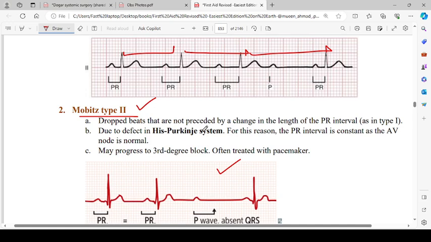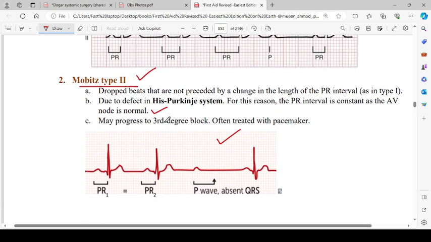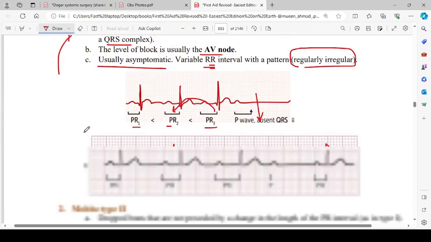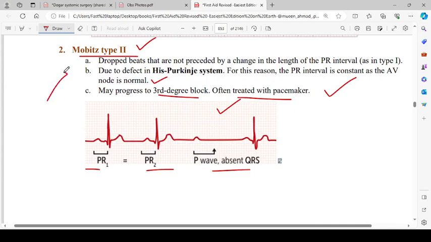Due to the defect in the His-Purkinje system, the PR interval is constant and the AV node is normal. As the AV node is normal, it may progress to third degree block, often treated with a pacemaker. Got it. PR1 is equal to PR2, and there are P waves with absent QRS. There is no difference between the PR intervals, just a dropped beat. So if there is progressive prolongation, it is Mobitz type 1, Wenckebach. If there is no prolongation, then it is Mobitz type 2.